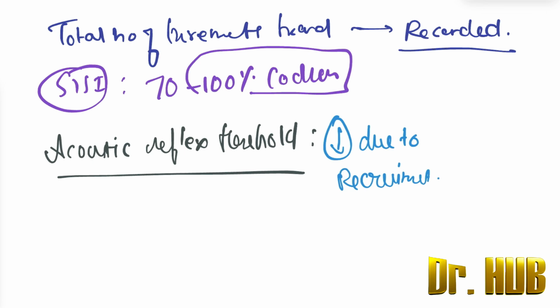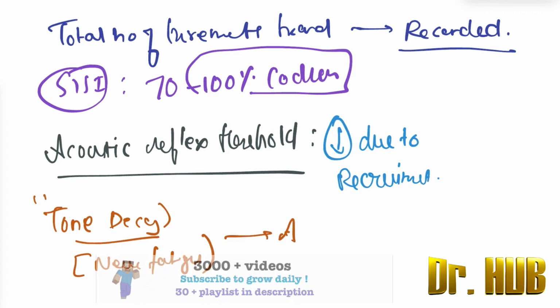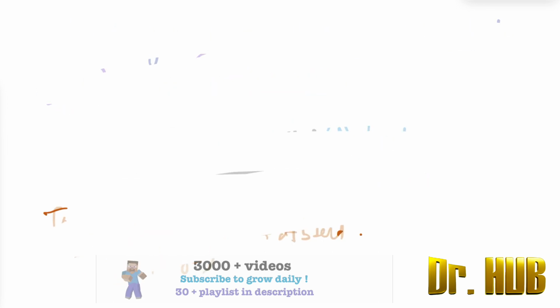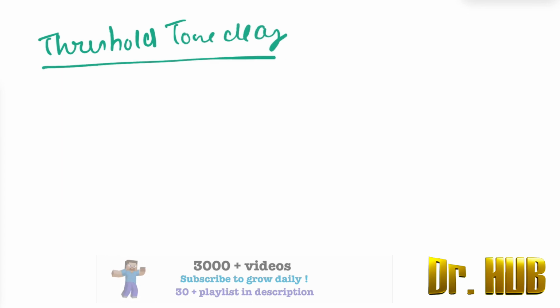Next is the tone decay. The tone decay is nothing but the nerve fatigue. Here it is absent. So now let's see the tone decay in detail. The threshold tone decay is a function of nerve fatigue.